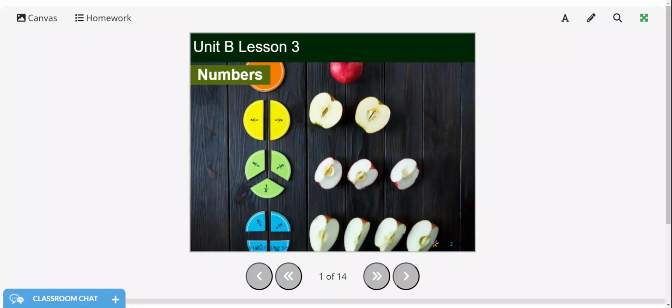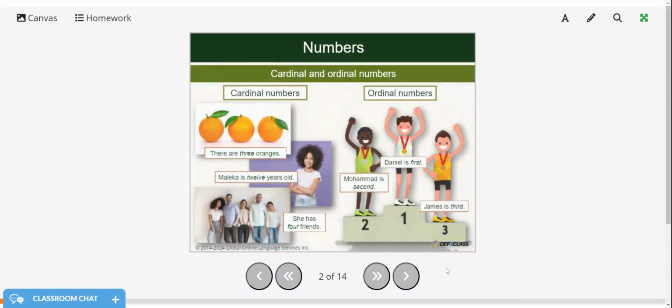Welcome back, everyone. In this video, we're going to be looking at ordinal numbers and fractions. So we have two kinds of numbers, cardinal and ordinal. Now, if you've watched the other videos in this series, we've been working on cardinal numbers.